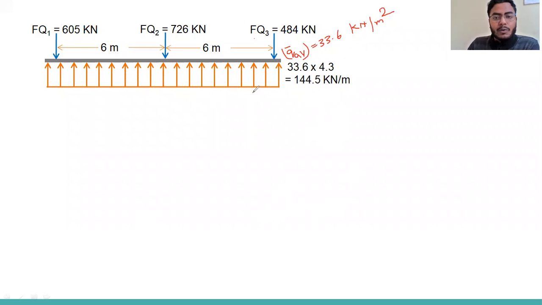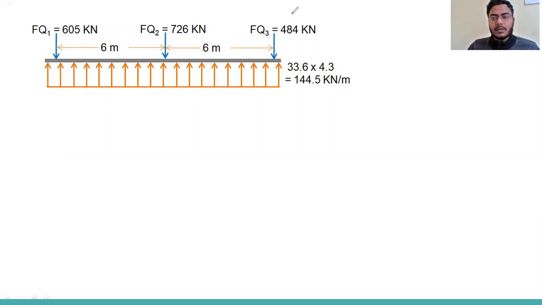So we can calculate UDL. What is the B1? For UDL we can write Q bar AB into B1. That is 33.6 into 4.3. So we got 144.5 kilonewton per meter, that I've written here. Okay.